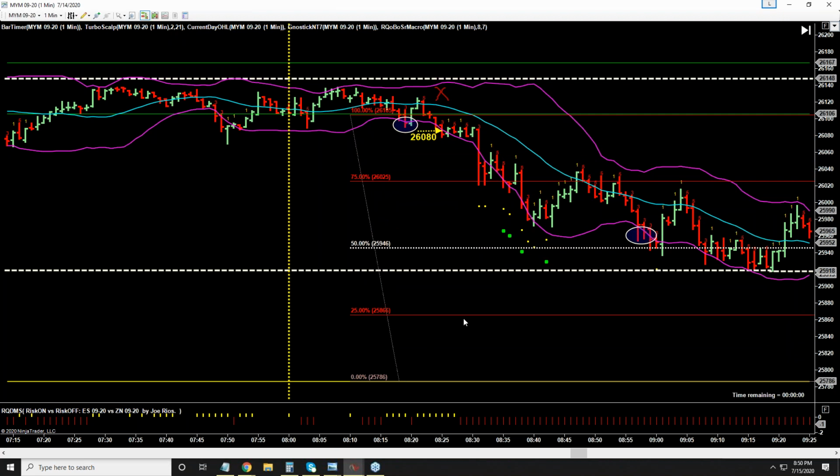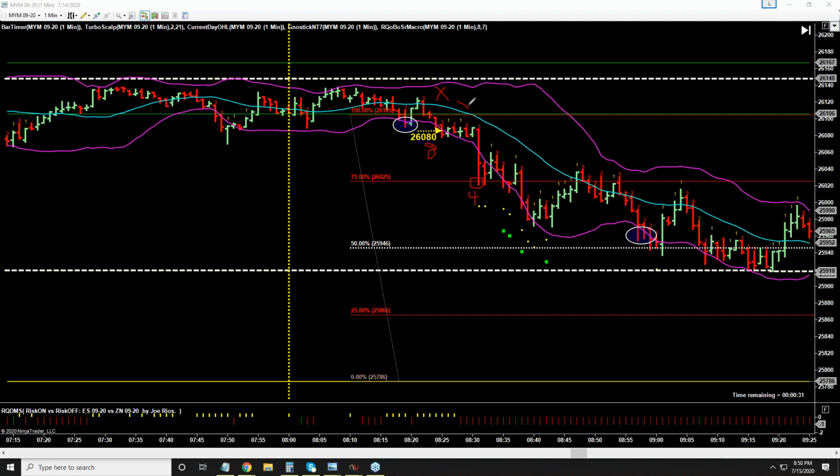And look what we have here. We got your first target being reached in a matter of 1, 2, 3, 4, 5, 6 minutes. There's target 1. 25% of the way down, or 75 from the bottom, however you want to look at it. That's target 1. So if you had 8 lots, take 4 off.